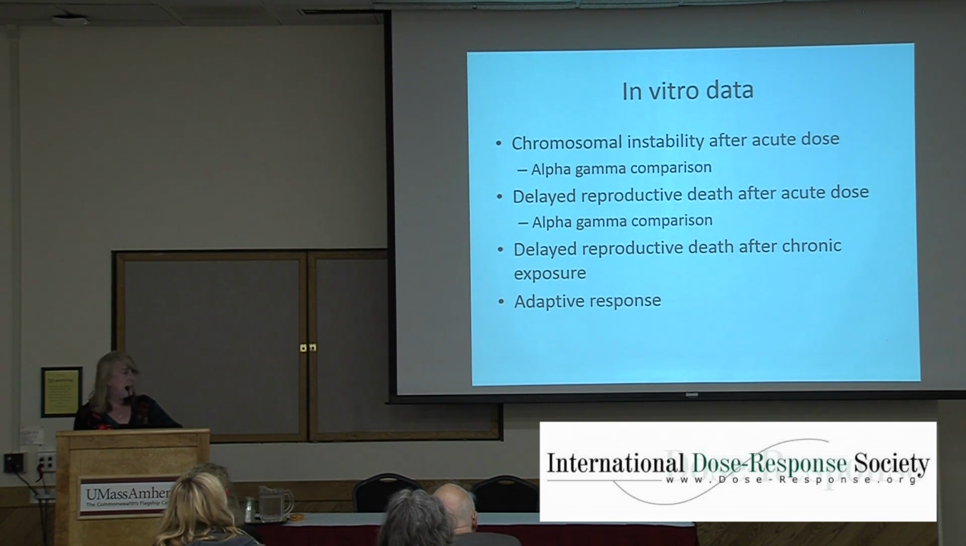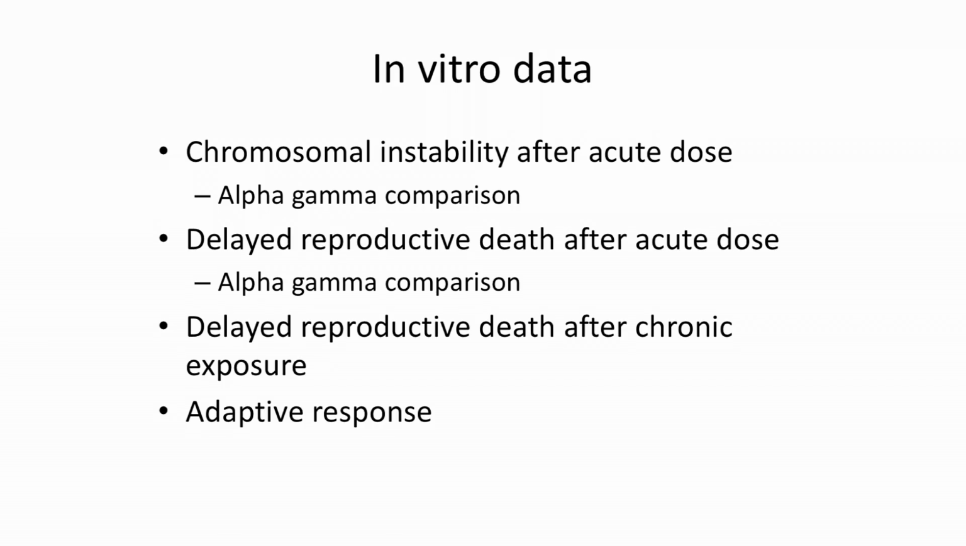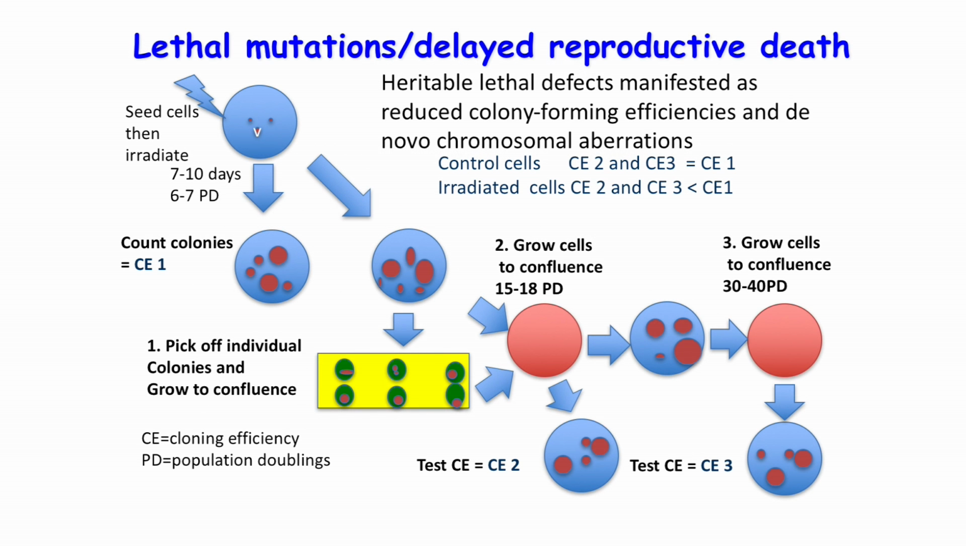Now, the in vitro data that we have, we have chromosomal instability after acute dose, and we have an alpha-gamma comparison. We have delayed reproductive death or lethal mutations after acute dose, and we have an alpha-gamma comparison. And we have delayed death after chronic exposure, and we have adaptive response data. Sorry. So what's going on in vitro?